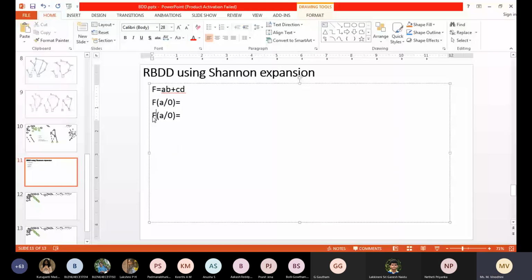In this expression, F equals AB plus CD, if I substitute A as 0, this term will become 0 and I will get CD. When I substitute A as 1 here, what I will get? B plus CD. Next, this you have to consider: G of B. And this you have to consider: H of B. Any variable, I've just taken G and H.